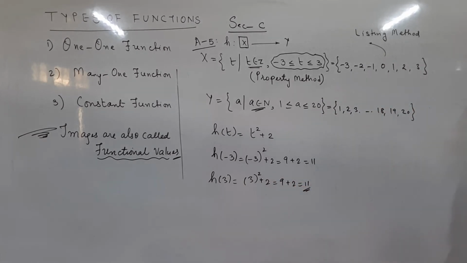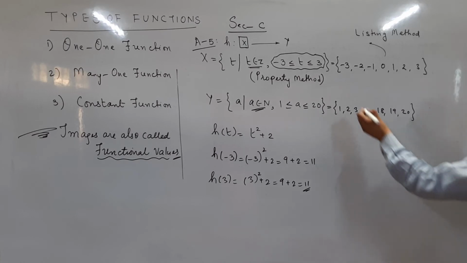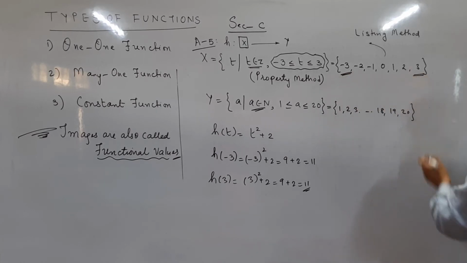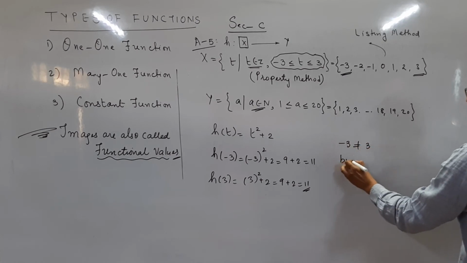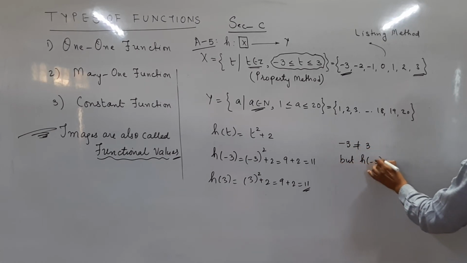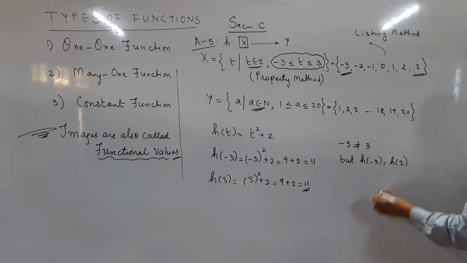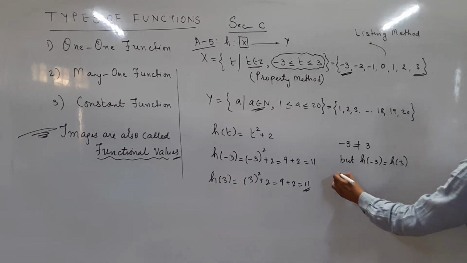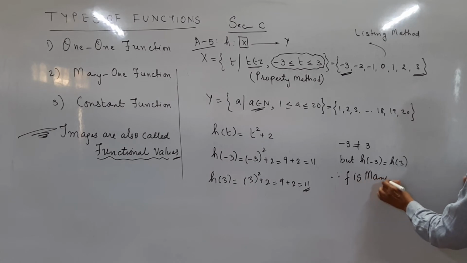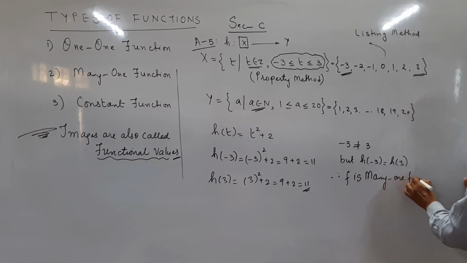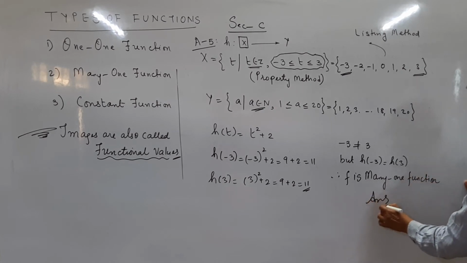So for two different elements of domain, which are -3 and 3, -3 not equal to 3, but image of -3 equal to image of 3. For two distinct elements of domain, the images or functional values are same. Therefore, h is many one function. This is our answer.